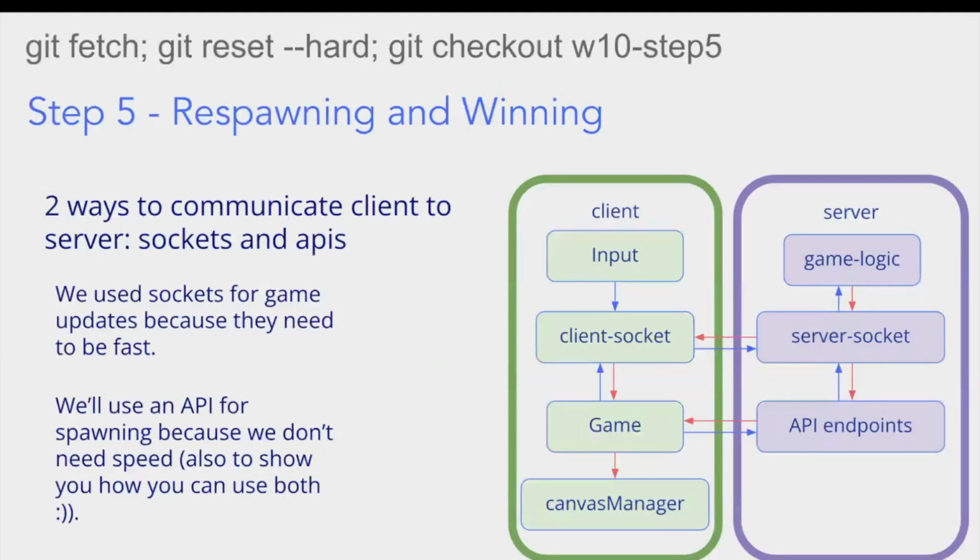Recall that there's two ways to communicate with the client and the server. The first way is to use sockets, and we use sockets for game updates because we needed them to be fast. The second way is to use an API endpoint. And for things like spawning and despawning, we're going to use an API endpoint because we don't really need that much speed for them.